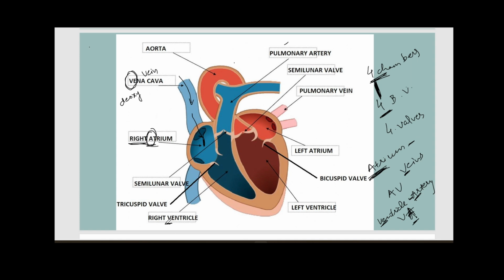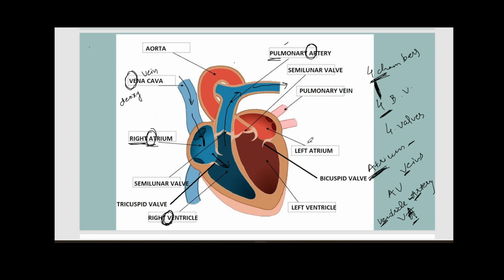After this, we have the right ventricle. Now this is a ventricle, V, so it has to be connected to an artery. So the right ventricle is also carrying deoxygenated blood. So deoxygenated blood has to go to the lungs for oxygenation. So who will take that? The pulmonary artery, because it is going to the lungs. Remember, if related to the lungs, that word is pulmonary. So this right ventricle is connected to the pulmonary artery.